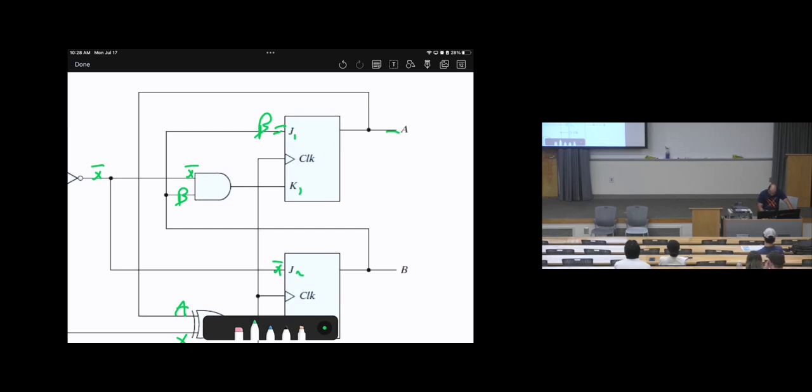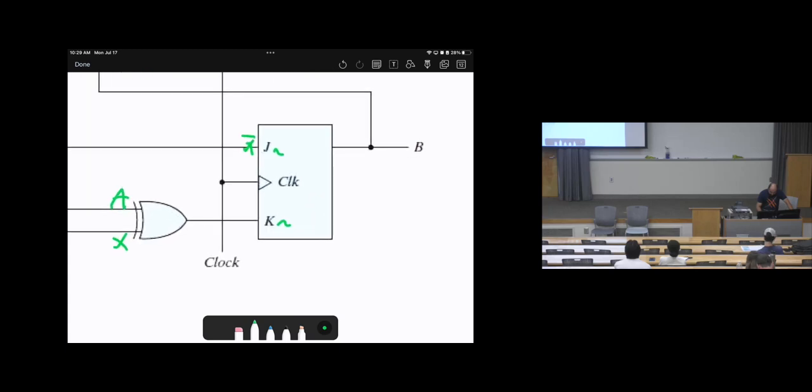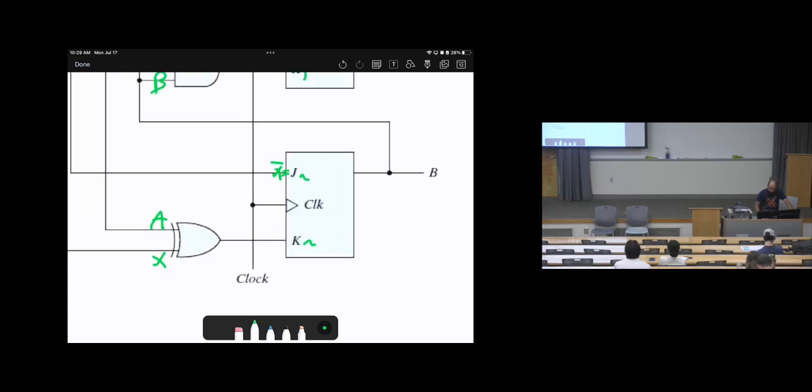K1 equals, since there is AND, B and X bar, which will be BX bar, right? Now we are done with the first flip-flop. Let's go to the other one. J2 is equal to X bar. K2 equals A exclusive OR with X. Keep it like this. You don't need to simplify it. Is this clear?